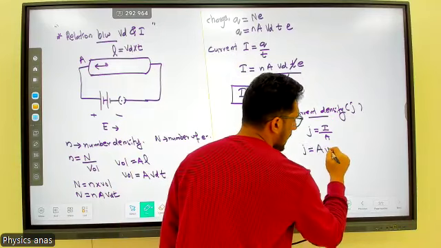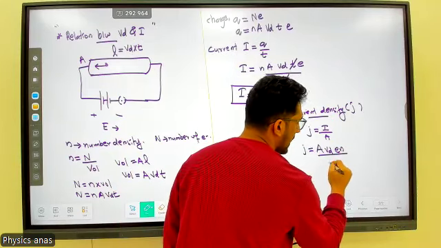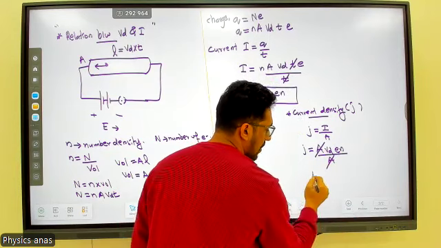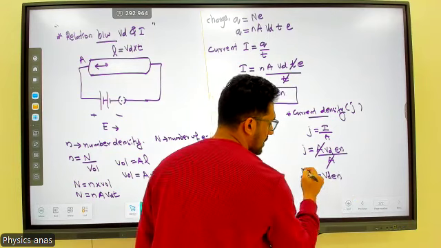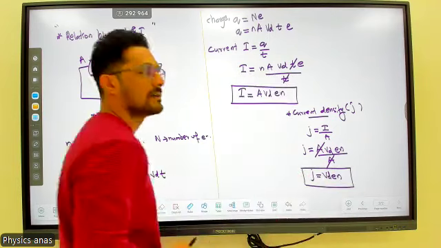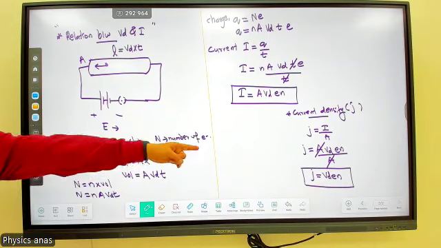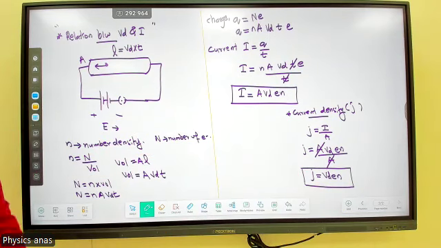What is I? I is n A e v_d, divided by A. A and A cancel. J is equal to n e v_d. You can use this derivation. This derivation is simpler, so you can use this one.